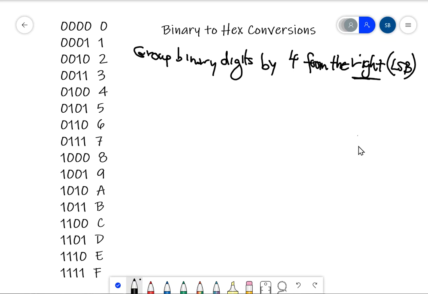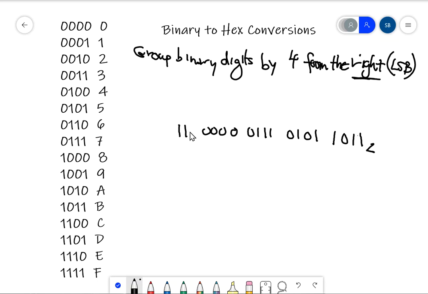So I'm going to put an example binary number on here, 1101. And as I put this number here, I'm going to put a space from the right hand side over. I'm going to put a space after every 4 binary digits that I write. And we're going to put a couple more here. And that's the binary number I want to convert.